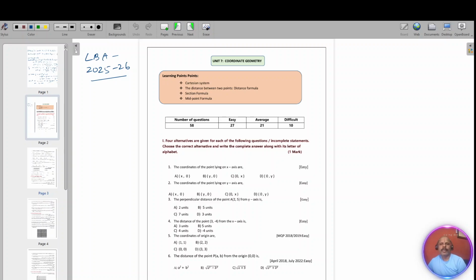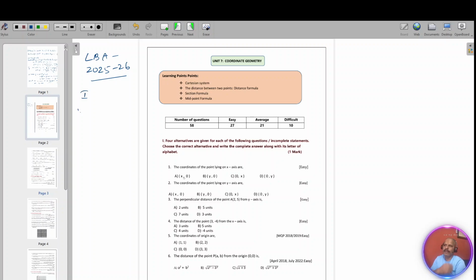Hello students, in this class we'll see coordinate geometry LBA questions, 1 mark MCQ, lesson based assessment. It's a newly released question book from the government for the 2025-26 year. We'll see the MCQ questions one by one.